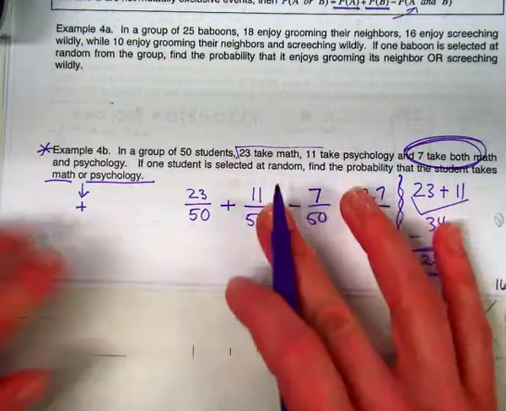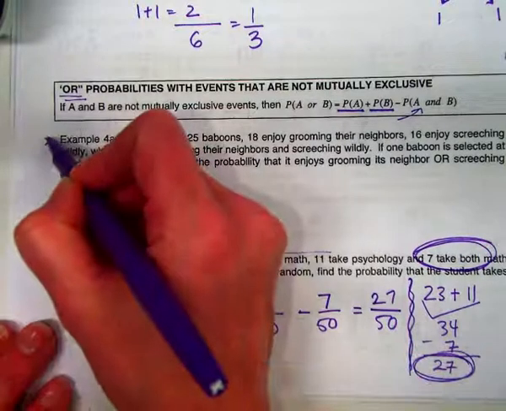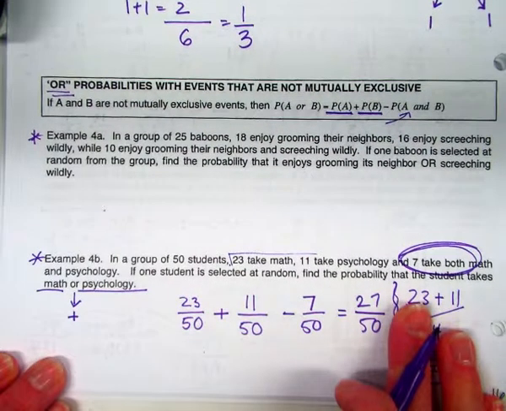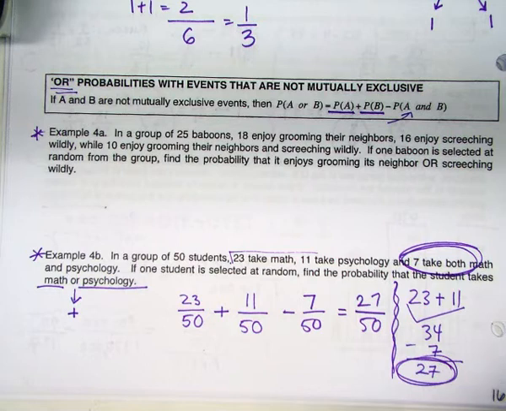All right, I'm going to have you guys try example 4 on your own. Why don't you read it? Take a moment to answer it. This one is about baboons. It's kind of funny. And then I'll just show you the answer when you're done.